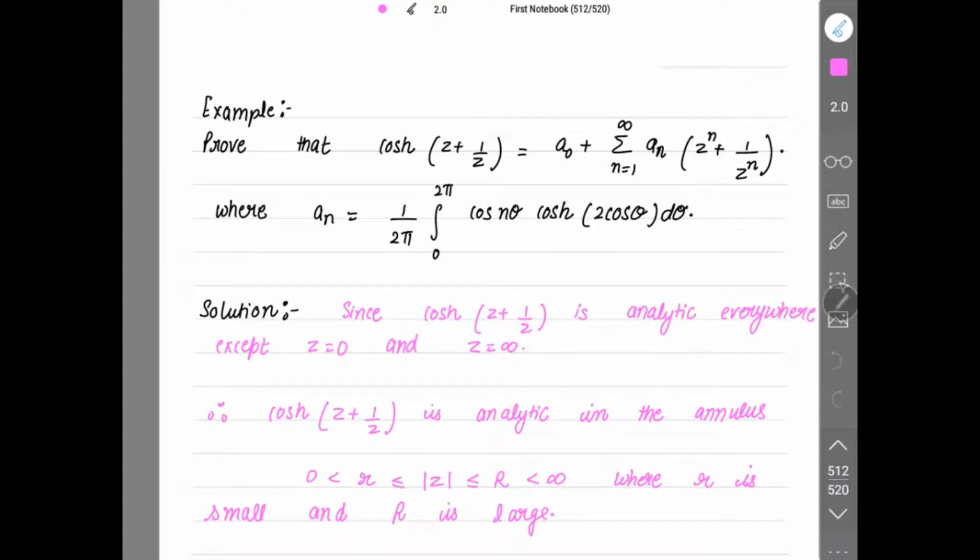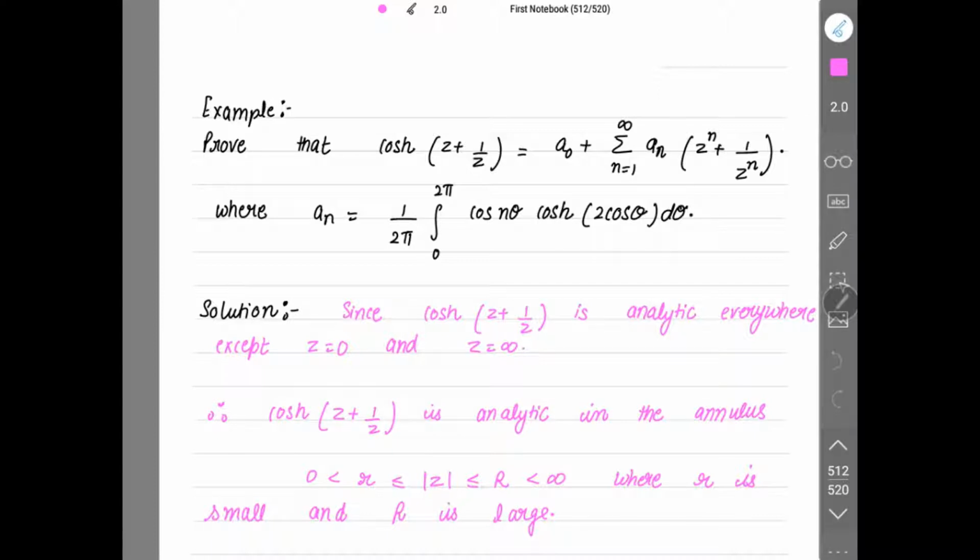Alright. For the solution, we just have to repeat the same steps we have done in the previous examples. Since cosh(z + 1/z) is analytic everywhere except z equal to 0 and z equal to infinity, because at these points the function is not defined, this function is analytic in the annulus, let's say, mod z lying between, greater than or equal to small r and less than or equal to capital R, which is less than infinity, and small r is positive, where r is small and capital R is large.